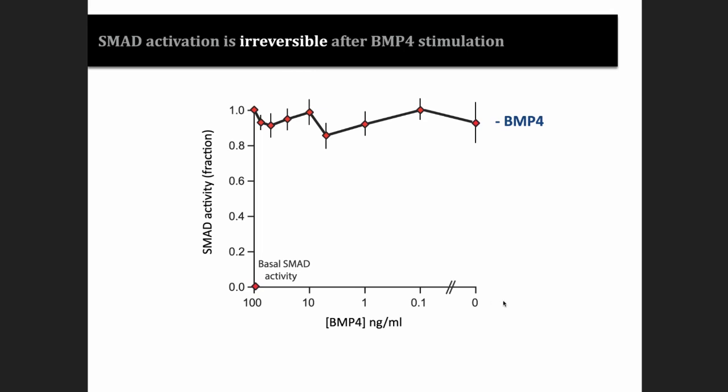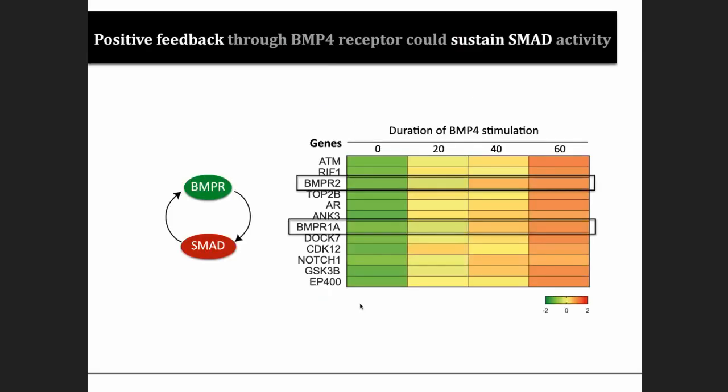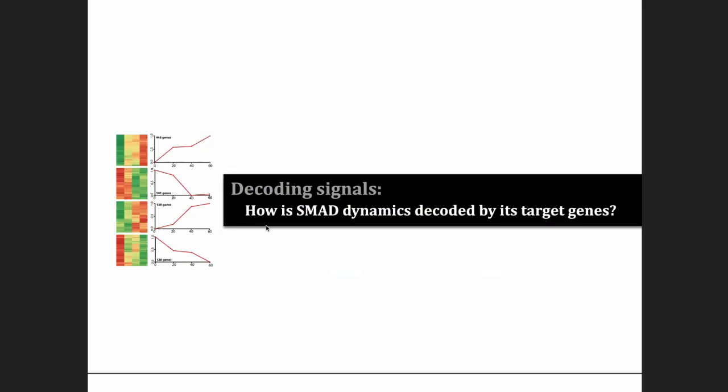Now, why irreversibility? Well, part of the answer is that these pathways are actually embedded in positive feedback regulation. So we found that one of the first genes that SMAD regulates is actually its own activator, the BMP receptor itself. So, a classical example where activator activates activator. But how are these signals actually decoded? How is this upstream dynamics of the signaling pathway actually translated into ultimately commitment to differentiation?